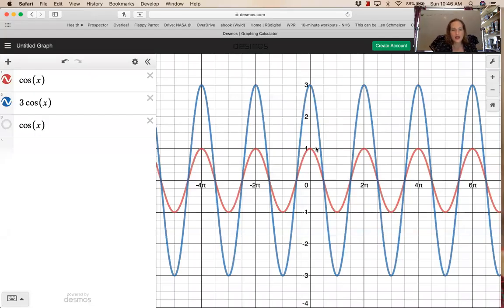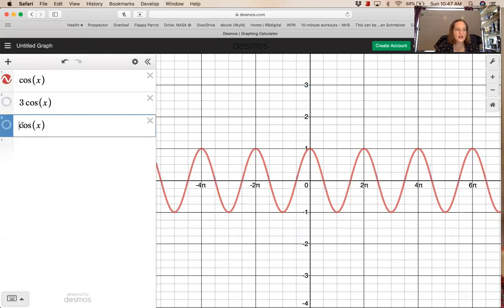Okay, so again, in red, we have our original cosine graph. Our blue graph is the graph of 3 times cosine of x. And it sure did change our amplitude, or make this function go from -3 to 3, which means our amplitude will be 3.